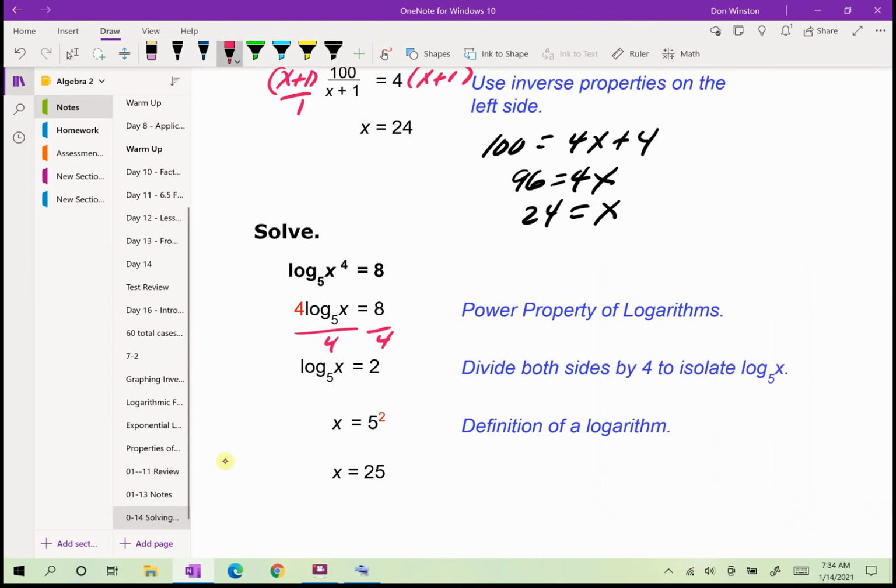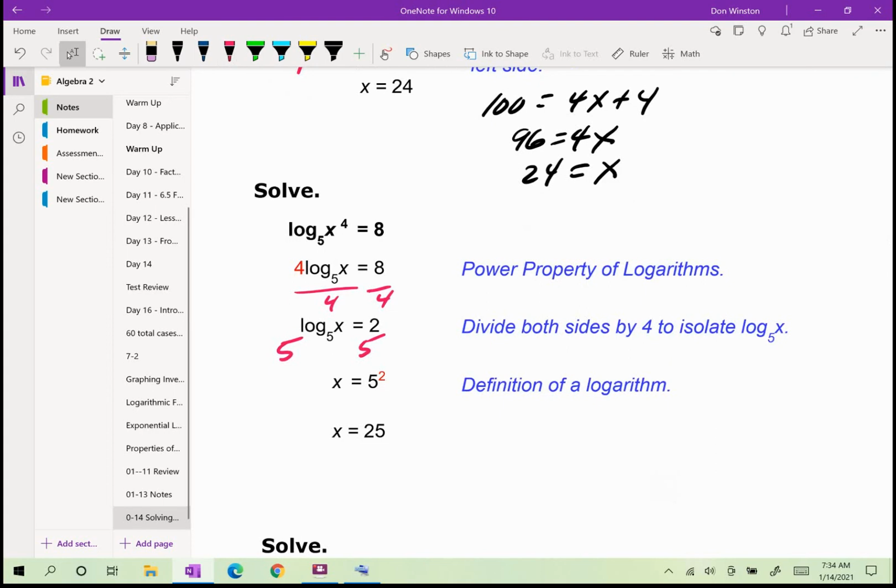Then the inverse of log base 5 of x is 5 raised to the x, so we'll go 5 raised to log base 5 of x and 5 squared, and then that will give me 25.